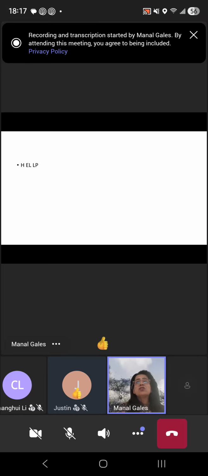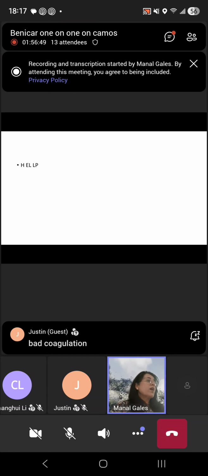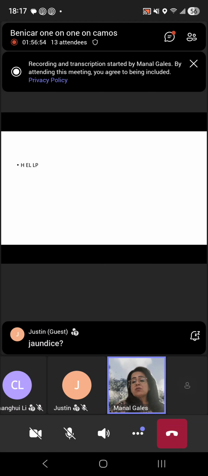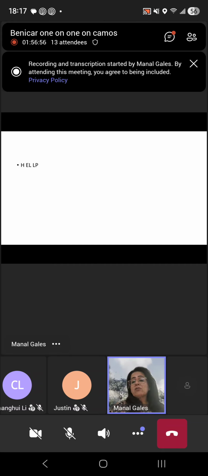So what do you think? If she started to have HELLP syndrome, what could be the signs and symptoms? Good job, Justin. Yes, I saw you put these. What do you expect to find while assessing a female with HELLP syndrome? Bad coagulation, very good, because there is low platelet.